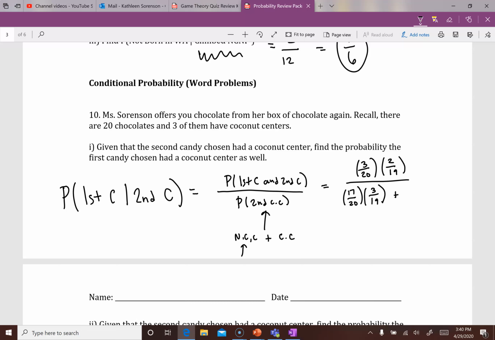All right, plus coconut, coconut, which we already know is what we have above. And so personally what I do here is I just multiply by 20 times 19 over 20 times 19. And the 20s and the 19s cancel. So the 20 cancels with that, the 19 cancels with that, the 20s cancel with this, and the 19s cancel with that. So really I'm left with 3 times 2 over 17 times 3 plus 3 times 2. And that gives me 6 over something, and then I reduce that and I get 2 over 19.